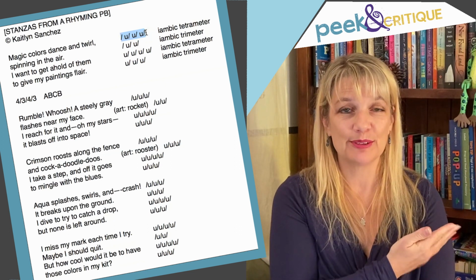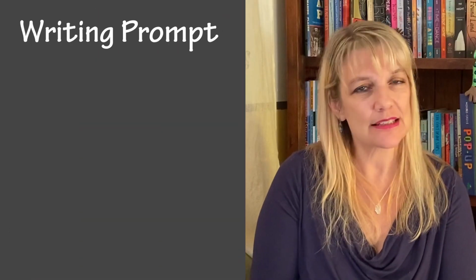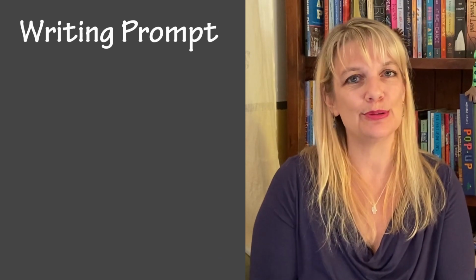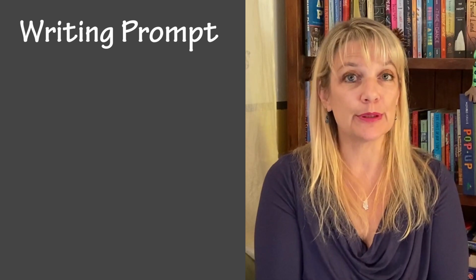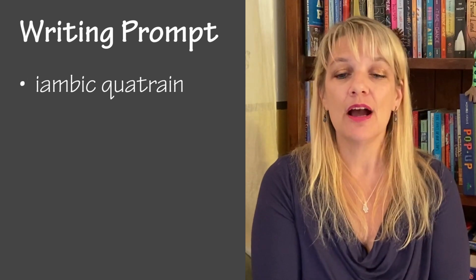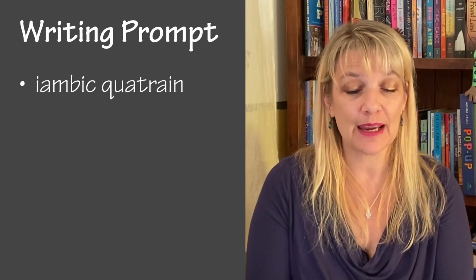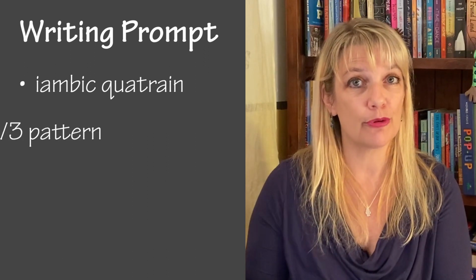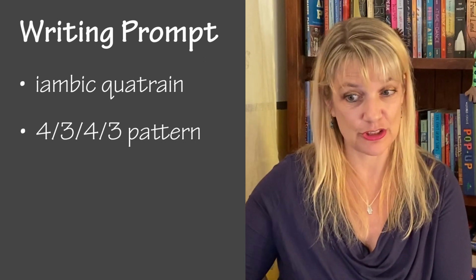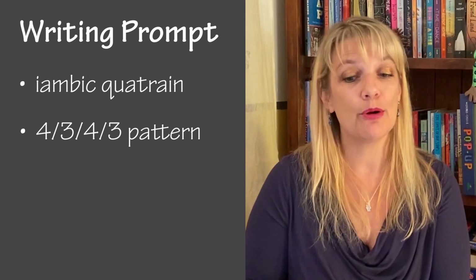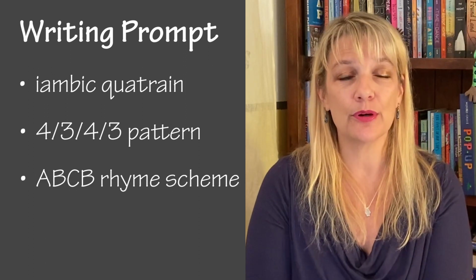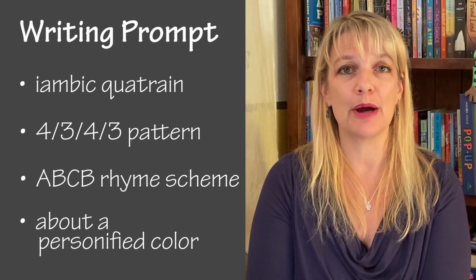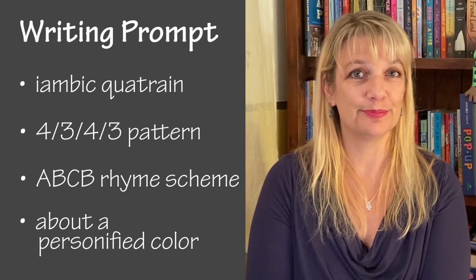I think you can probably guess what the prompt will be today, and that is to use Caitlin's sample as your model to write a similar iambic quatrain following the same pattern that Caitlin has, which is 4-3-4-3, which is tetrameter, trimeter, tetrameter, trimeter, with a rhyme scheme of A, B, C, B. And why not? Let's go the whole nine yards and make this quatrain about a personified color.